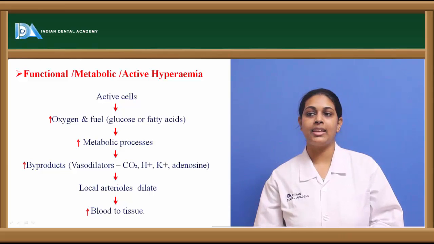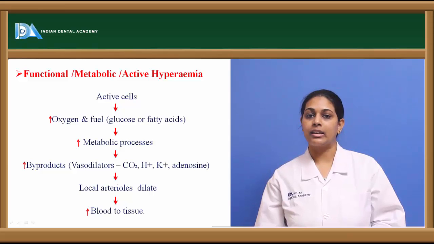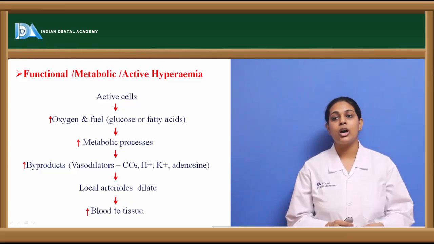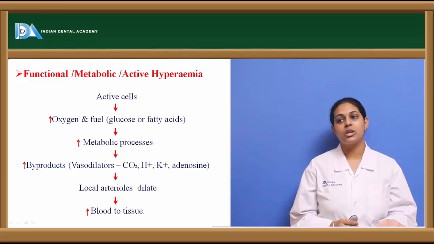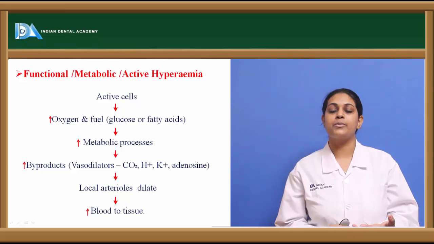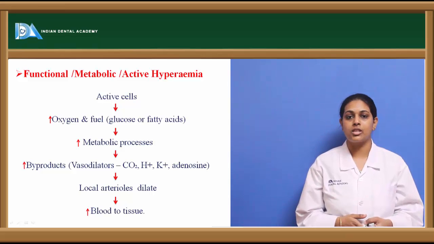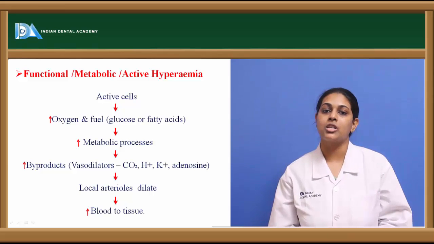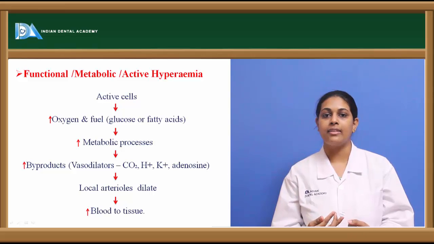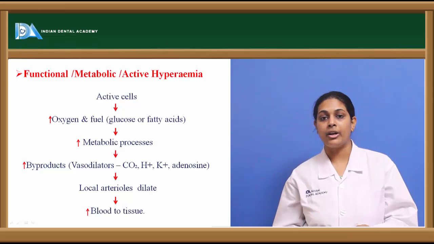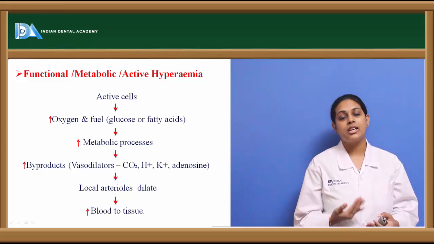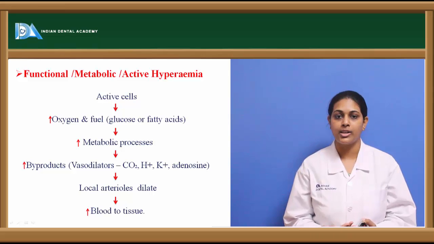In this condition, we see that the active cells, when there is any decrease in the oxygen or other fuel substances such as glucose or fatty acids, this might also cause an increase in these active cells with oxygen and fluid. Because of this increase in the oxygen and fuel substances, there will be an increase in the metabolic processes. Because of this, the metabolic reactions might result in an increase in the byproducts, and these byproducts constitute carbon dioxide, protons, potassium ions, as well as adenosine, and these byproducts act as vasodilators.